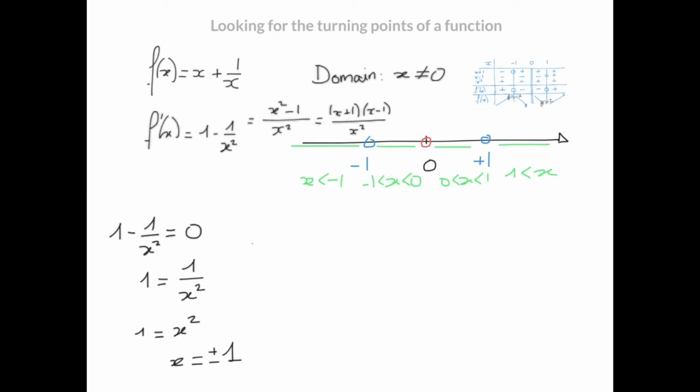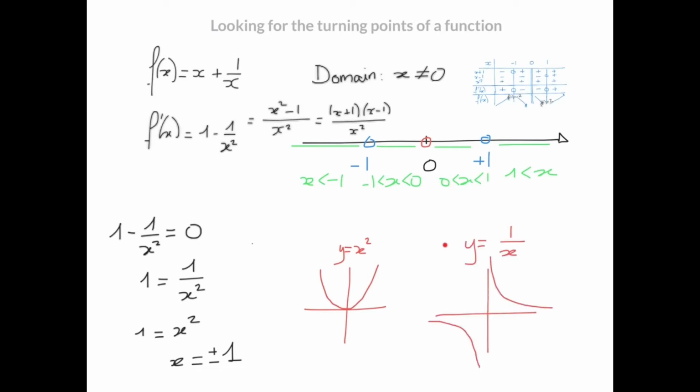To do so, we'll have to keep in mind the shape of 2 important graphs: the graph of y equals x squared, which is roughly like this. It's just important to remember that it's decreasing on the negative part of the x-axis and increasing after that. And y equals 1 over x, which looks like that. It's decreasing for the negative and the positive part of the x-axis.